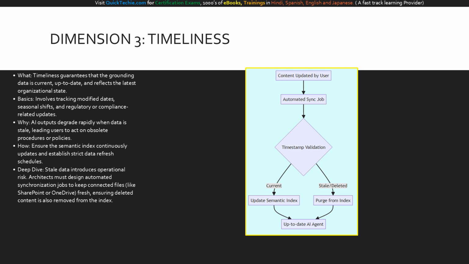Why does this matter? Because business moves fast. If your AI is grounded on last year's travel policy, the outputs degrade rapidly. Employees might act on obsolete procedures, introducing massive operational and compliance risks.